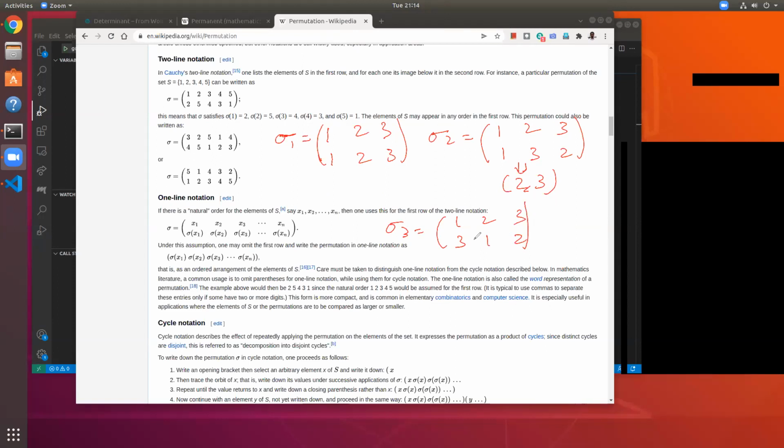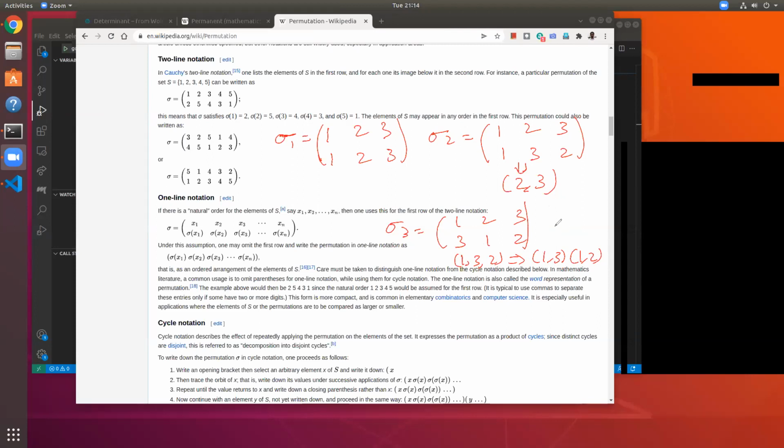So what is the representation for this? 1 maps to 3, 3 maps to 2, and 2 maps to 1. This is the cycle representation for this permutation. And then this can be written as what are called transpositions, (1 3)(1 2). So the sign of this permutation is a product, a composition of two transpositions, so it has an even sign.